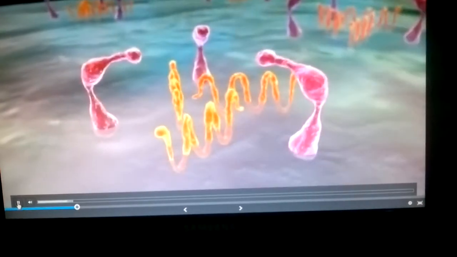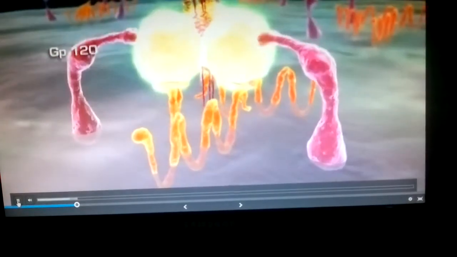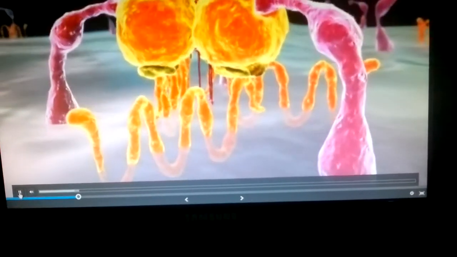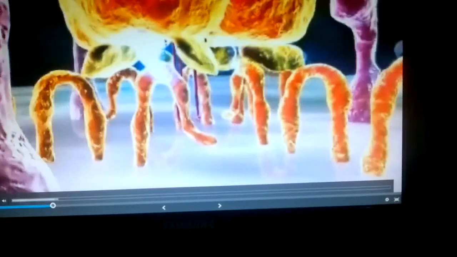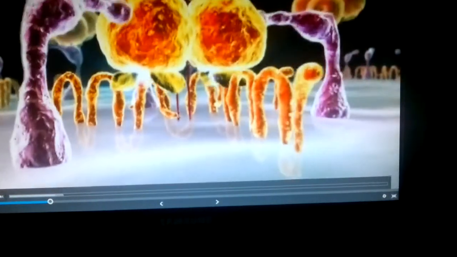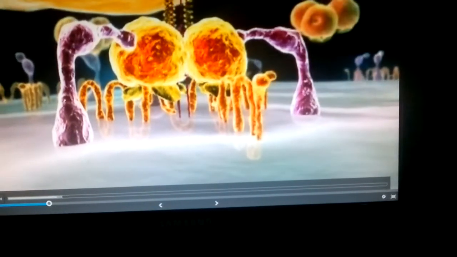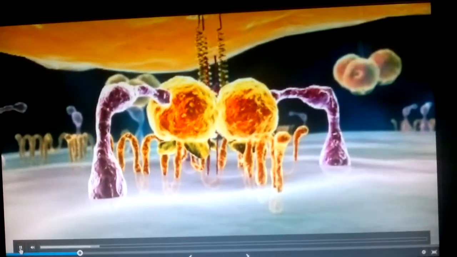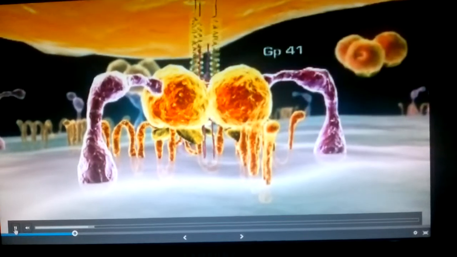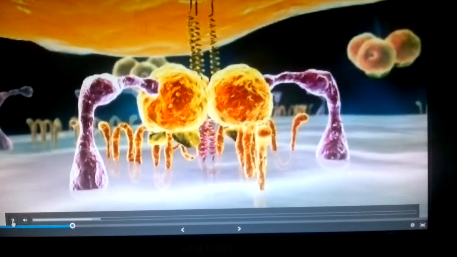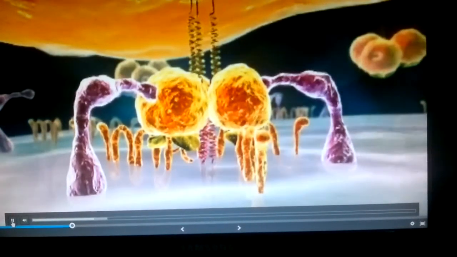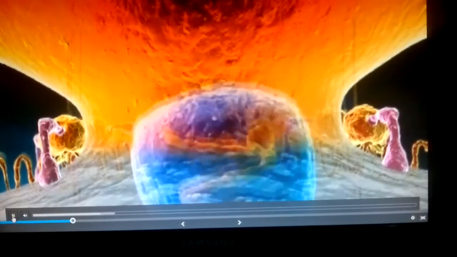The GP120 subunit of the envelope protein first binds to CD4, the primary receptor. This induces a conformational change in GP120 that allows it to bind to the co-receptor. Co-receptor binding then triggers conformational changes in the GP41 subunit, leading to insertion of its N-terminal fusion peptide into the host cell's membrane. Fusion results in release of the viral genome into the cytoplasm.